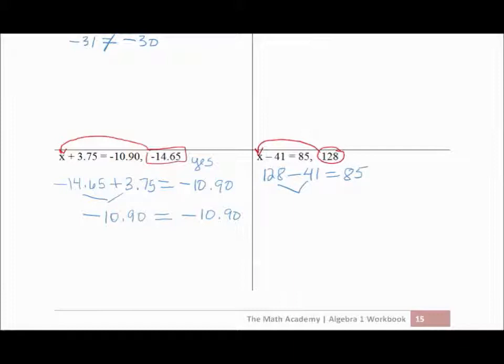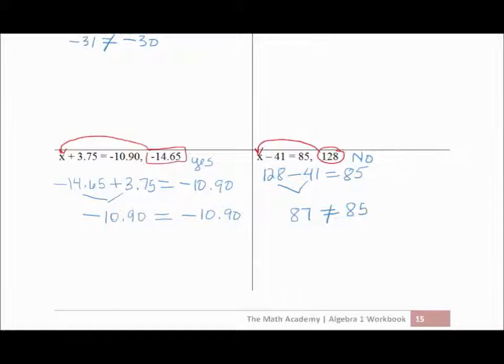Subtract 128 and 41. That actually gives me 87. So that means that it is not a solution. Why is it not a solution? Because 87 does not equal 85. So that means that 128 is not the solution to the equation. So I'm just going to say no. Okay. So now that's the last one for that one.